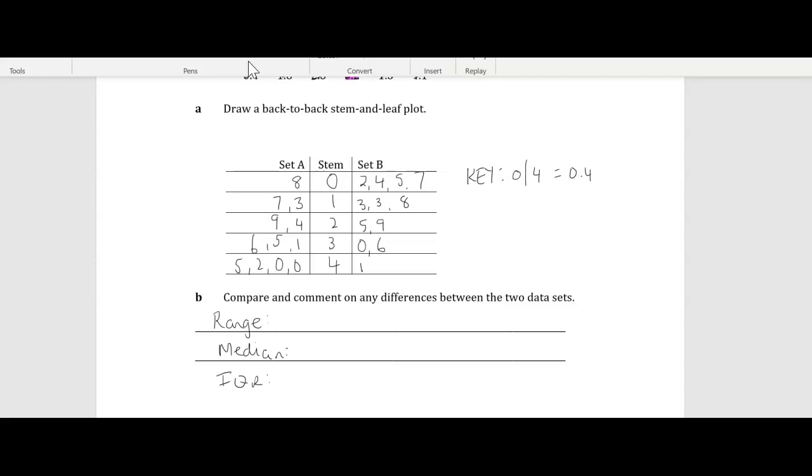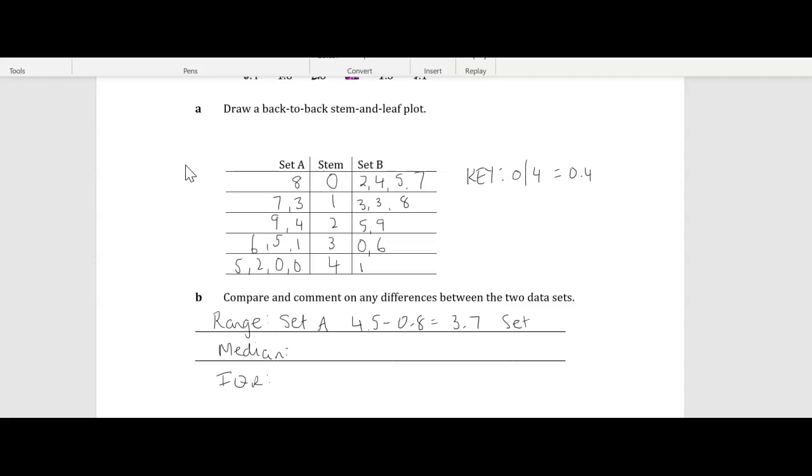All right, so let's do the range first of all. So for set A, the range is 4.5 minus 0.8. So that's 3.7.